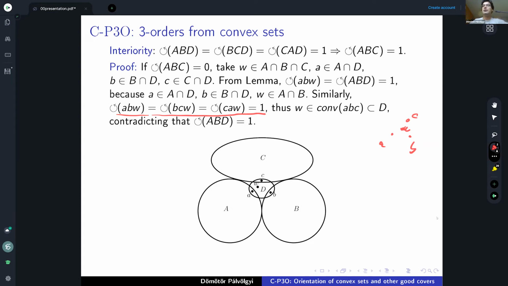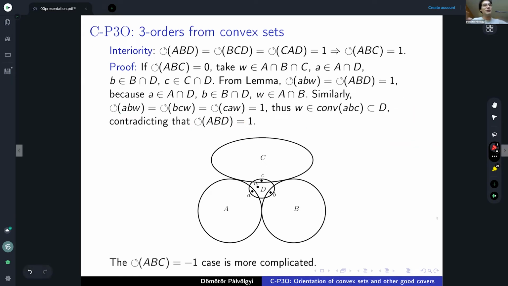So W must be in their convex hull, and if I know that W is in their convex hull, then W is also in D, because D was a convex set. And then this will contradict that the orientation of ABD is 1, because then A, B, D are intersecting, so ABD should be 0. And then that's a contradiction. Okay. So this was a very simple proof. I just wanted to show you that this lemma is indeed useful and we can prove things with it. Unfortunately, we couldn't prove the other case, where the orientation of ABC is -1, that easily. There we had to check a couple of cases to show that it's true, but I won't bore you with that. It's not so interesting at all. And anyhow, later we came up with a nicer proof for this as well.